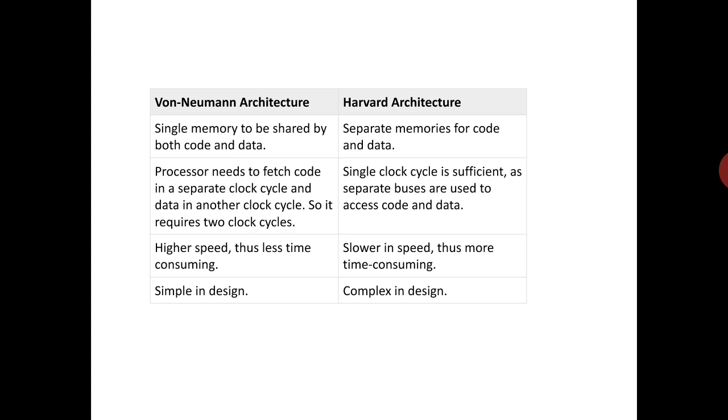First difference is single memory to be shared by both code and data. In Harvard architecture, separate memories for code and data. Second difference is in von Neumann architecture, the processor needs to fetch code in one clock cycle and data in another clock cycle, so it requires two clock pulses. In Harvard architecture, there is only a single clock pulse.